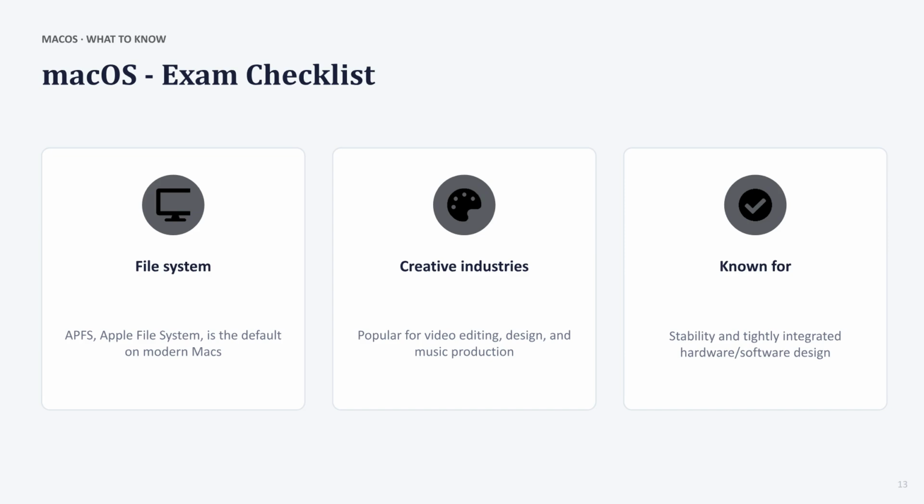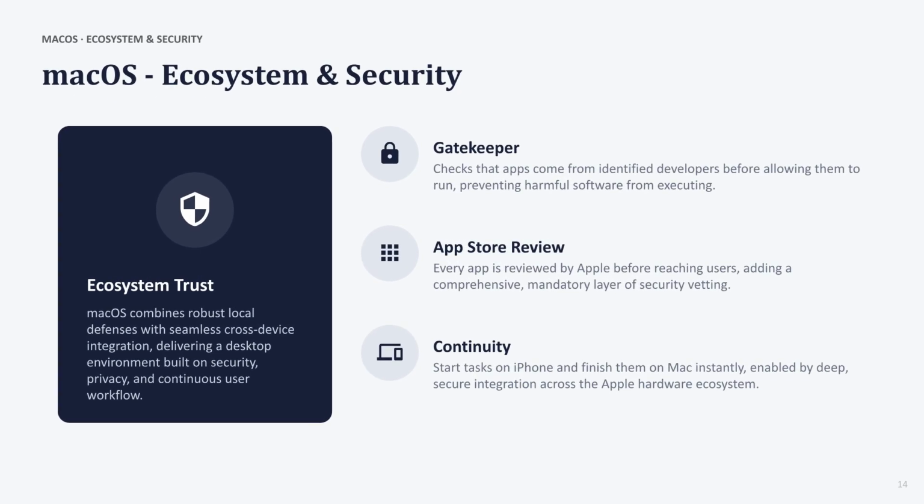macOS is also popular in creative fields like video editing, graphic design, and music production, partly because of strong first-party creative software. macOS has a feature called Gatekeeper, which checks that apps are from identified developers before letting them run. That's one reason macOS has a reputation for being harder to infect with malware. macOS also integrates closely with other Apple devices, letting you start a task on your iPhone and finish it on your Mac. That ecosystem lock-in is part of the appeal and part of the cost.